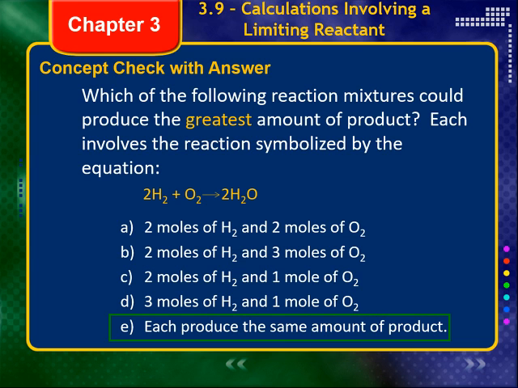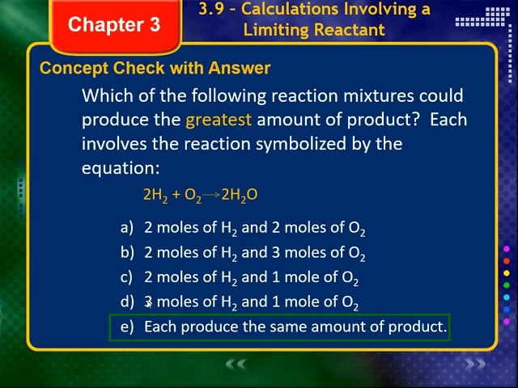Well, here you go. Each produce the same amount of product. Because what we're doing here, we have the first 3 potential responses, A, B, and C, all reacting to 2 moles. Okay, 2 moles with at least 1 mole of oxygen. So you're going to produce a certain amount of water. There's 2 moles of water.